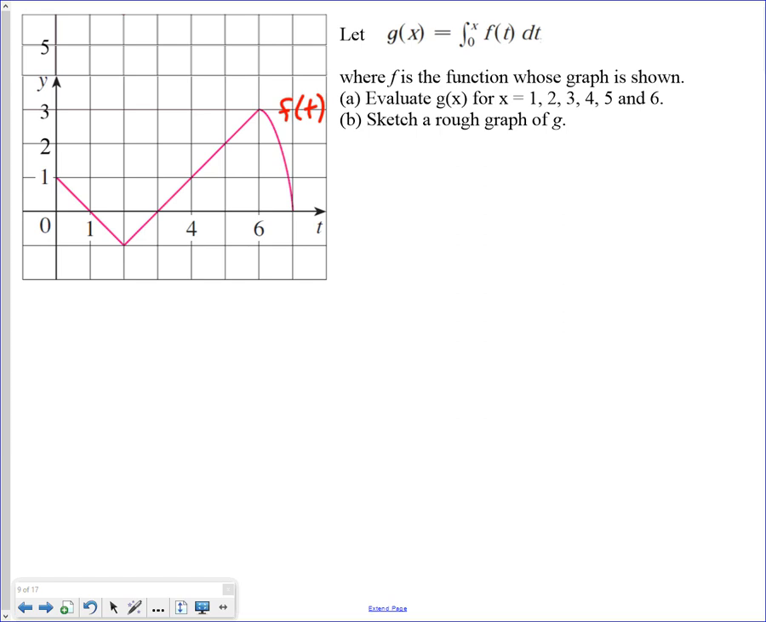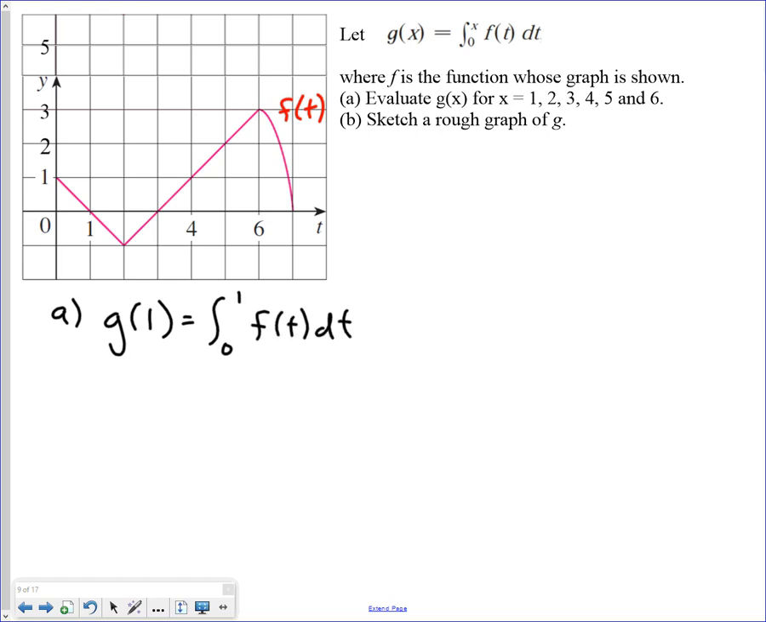So g at x represents the area that we accumulate under the curve of f at t as we go from 0 to x. And what they're asking us to do here is evaluate g as a function of x for various values of x, and then use these values to sketch a rough graph of g. So we'll start with g at 1, which is the area that we've accumulated under the function f at t going from 0 to 1, or the integral from 0 to 1 of f at t dt.